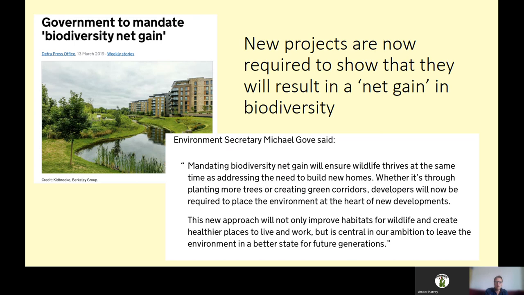So it says here, mandating biodiversity net gain will ensure wildlife thrives at the same time as addressing the need to build new homes, whether it's through planting more trees or creating green corridors. Developers will now be required to place the environment at the heart of new developments. This new approach will not only improve habitats for wildlife and create healthier places to live and work, but is central in our ambition to leave the environment in a better state for future generations. So this is important, and it is being taken into account.